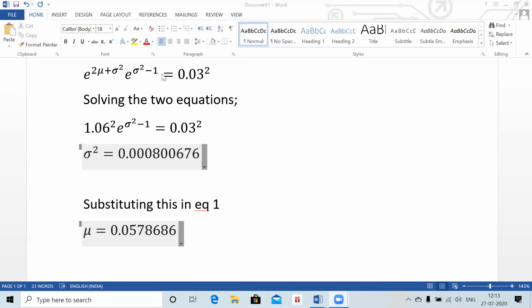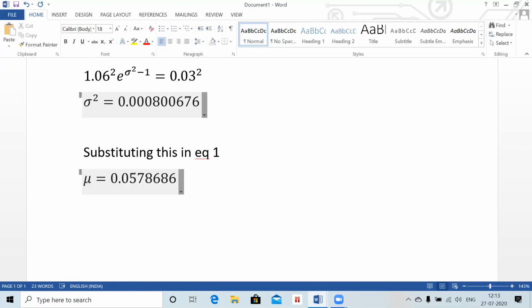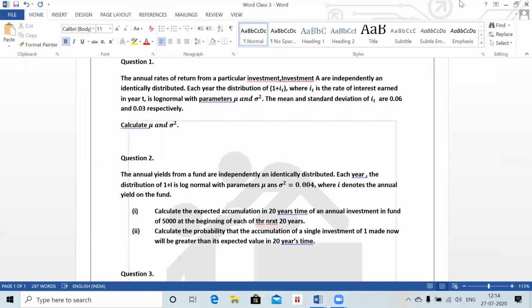Please keep on telling me when you all are done. So the first question was to calculate mu and sigma square. This is done. Question 2.